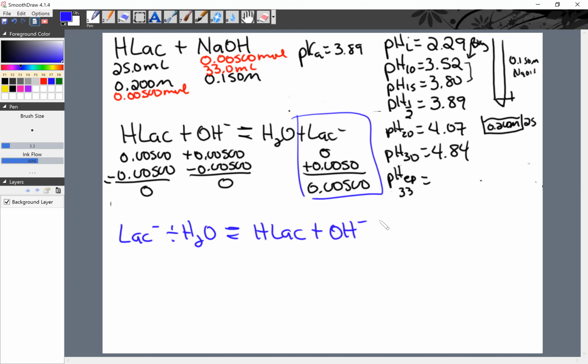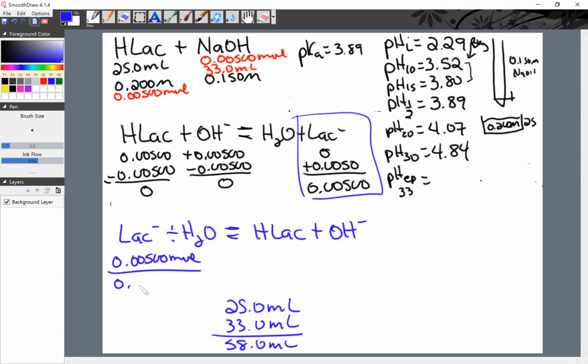Okay, I'm now at my third equation. And 0.00500 moles. Oh, this is a KB, and KBs cannot be in moles. We have to be in molarity. So right now, how many milliliters do I have? My original 25, and I've added 33. 58. So 0.058 liters. And what is that molarity? 0.086. Excellent.